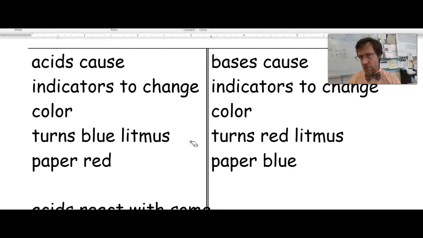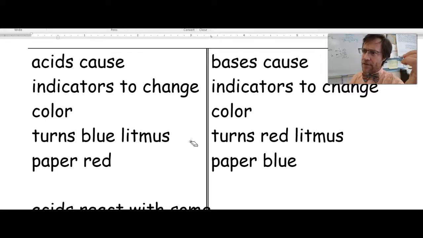So watch. This is how you're going to remember. Watch. You got to do like, ready? Base. You got to go like that. Base. Because bases turn litmus blue. Try it. Bases turn it blue. Go ahead. Try it. Bases turn it blue. How are you going to forget that? Bases turn it blue.